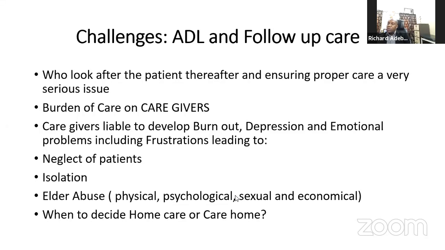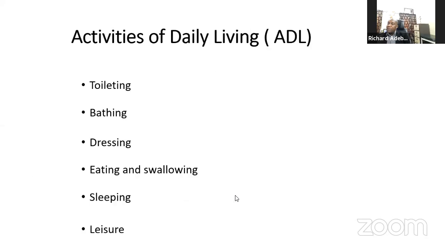Areas that we also need to pay attention to. By chance, you have an elderly one with dementia. The activities of daily living are very key. What I mean by that: toileting, bathing, dressing, eating and swallowing, sleeping, leisure. If you're having issues in this area, you might need to get a nurse to do that at home, or an occupational therapist who can also help these patients in managing these very key areas.